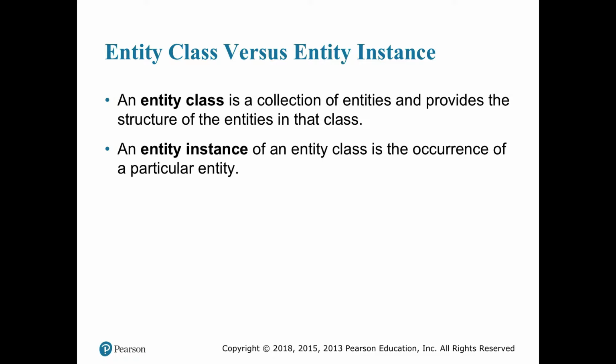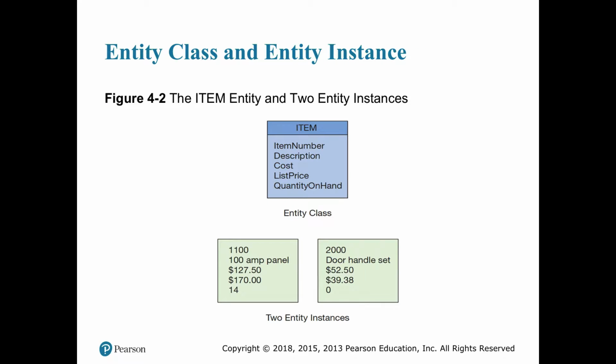An entity instance is an occurrence of a particular entity. So it might be something that ties to that. You have the person, and then you might have another entity class that consists of detailed information, maybe that person's vehicle, what type of vehicle they drive, the year, make, model, etc. That might be an instance of it. So in this example right here, they have two entities, an item entity, and two entity instances.